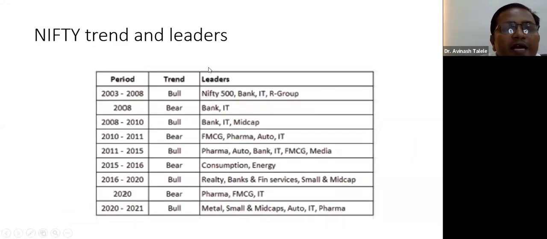So this is the trend and the leaders. We can see from 2003 to 2008, it was a bull market, but the market leaders were Nifty 500, Bank, IT, and Reliance group of stocks. 2008 was a bear. We all know that. From 2008 to 2010, again, it was Bank, IT, and mid caps. Here again, in 2011, we can see Pharma, FMCG. 2011 to 2015, Pharma, Auto, Media, FMCG. 2015, 2016 is consumption. 2020 is again Pharma. 2021 metal, small and mid caps, IT and pharma. So these are in the sequence of the highest leaders first. As you can see, every bull has a different leader, which may or may not be part of the previous rally.